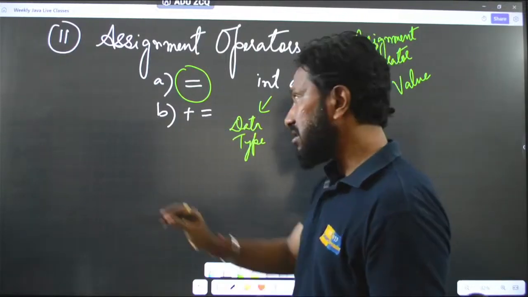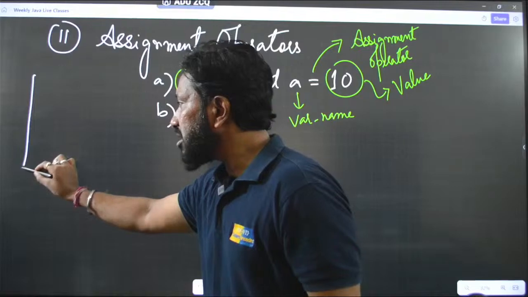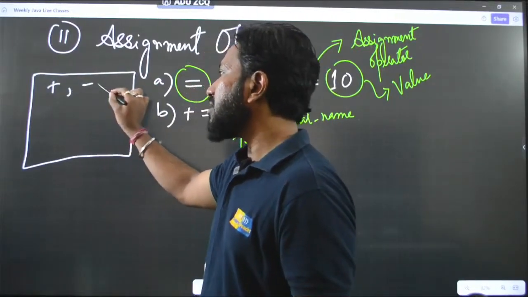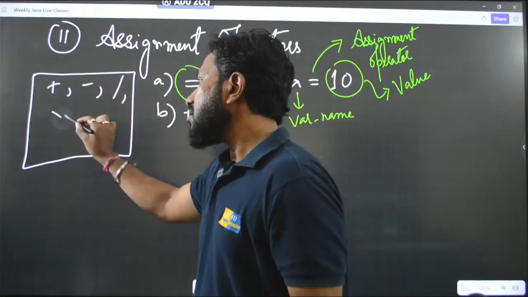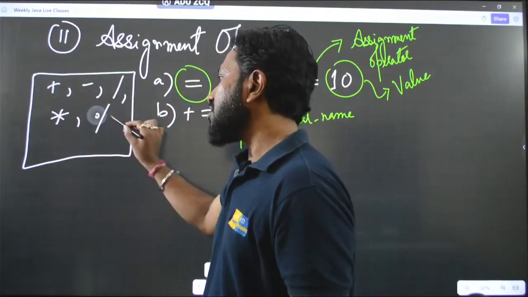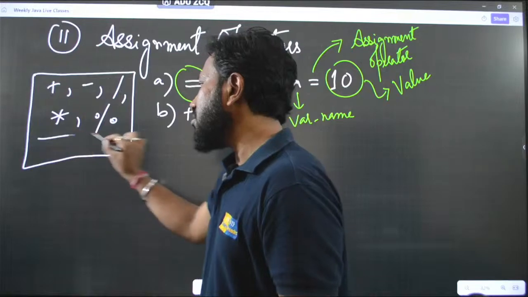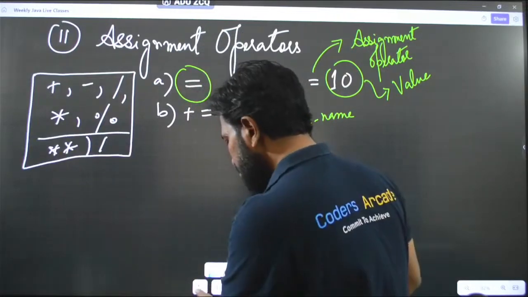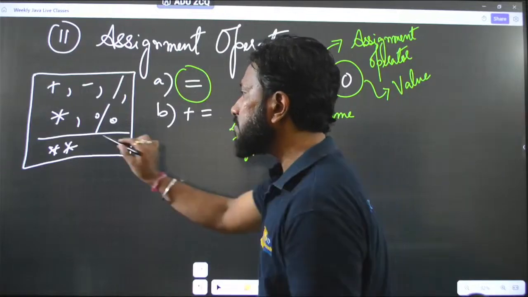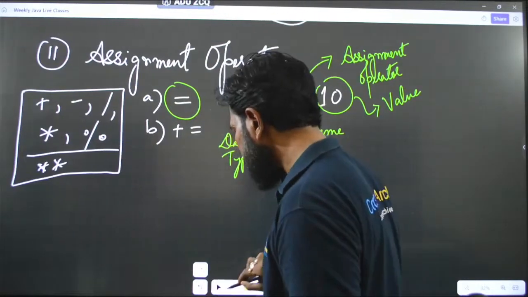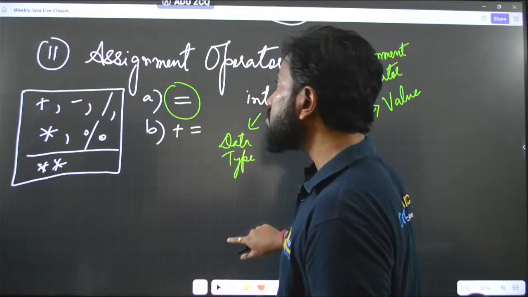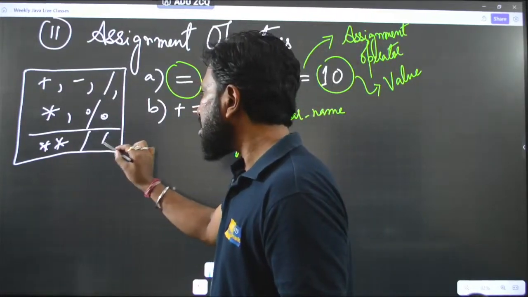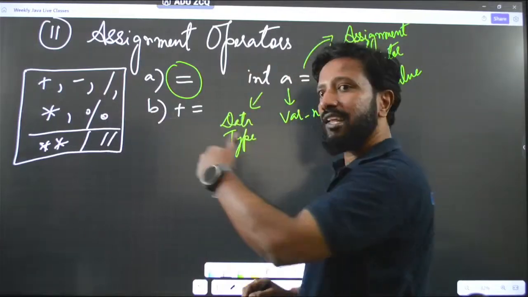To remember better, let me just give you all the arithmetic operators in a box, something like this. We have plus, we have minus, we have divide, we have multiply, and we have modulus. And if you take Python also, you can take the exponent and then the double division. These were our arithmetic operators, correct?